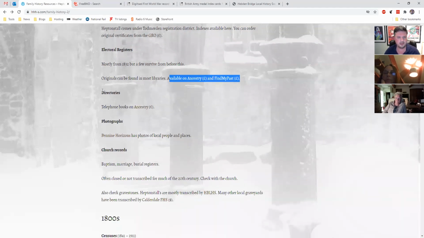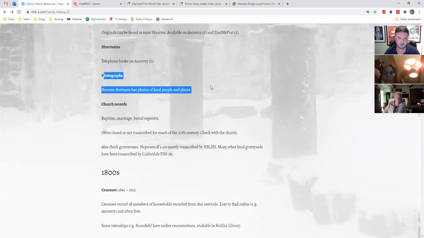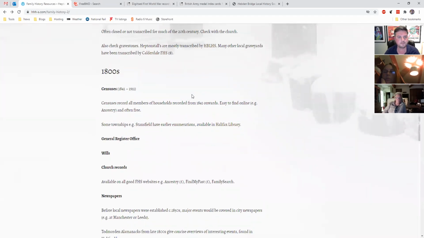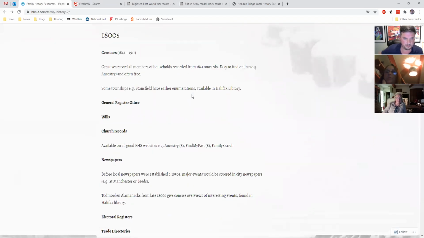And then there's some other miscellaneous lists, so directories and ancestry, photographs. I'm sure you're all familiar with Pennine Horizons. And then church records. Not much to say for the 20th century, unfortunately, because for whatever reasons, they're not really transcribed a great deal for the 20th century. You can, of course, inquire with local churches where they operate if you're interested in relatively recent records. And then gravestones, which I'll come to in a moment. So those are your main sources for the 20th century.